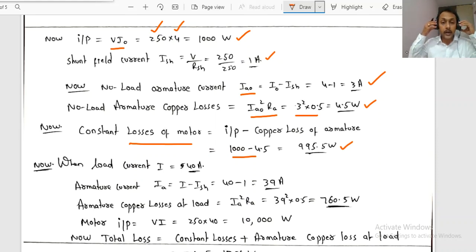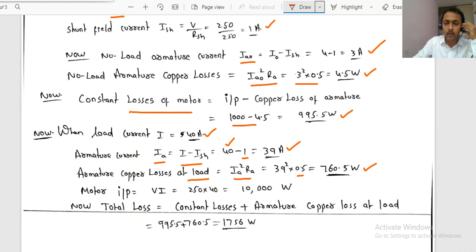Now what is the current drawn? When the load is applied, if the load current is 40 amps, at that time what will be the armature current I_A? I minus I_SH. I is given as 40, minus I_SH, which we have found to be 1 ampere. 40 minus 1, 39 amps. Now the armature copper loss at load is I squared R, I_A squared R_A, 39 squared into 0.5, so 760.5 watts is the armature copper loss at load, right?